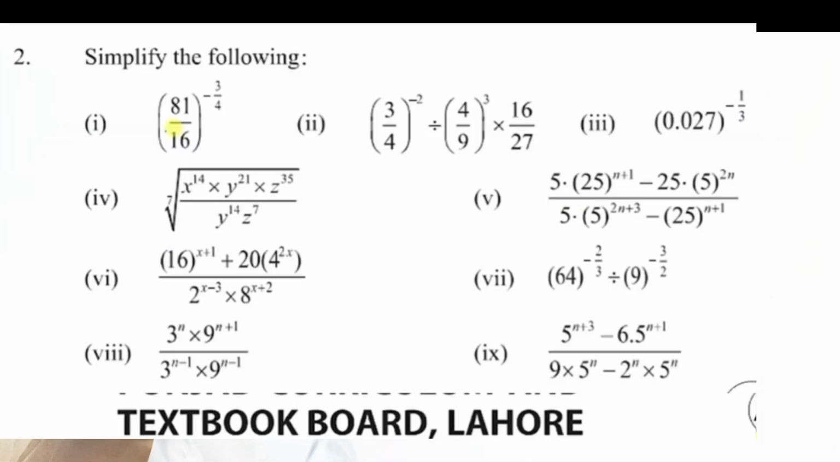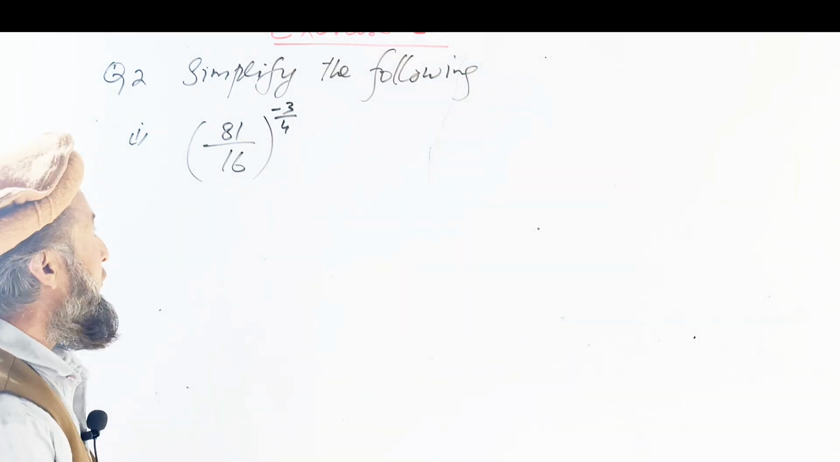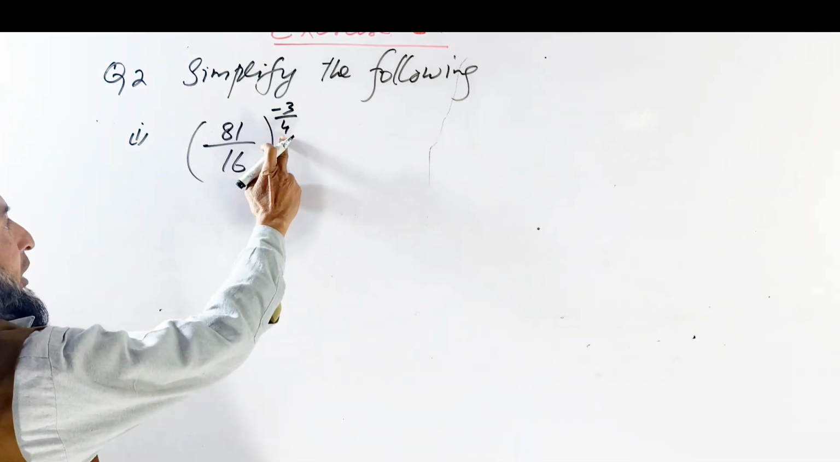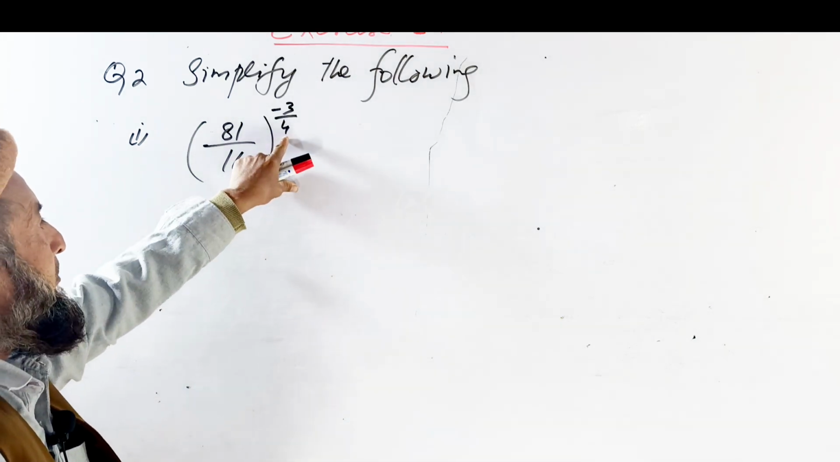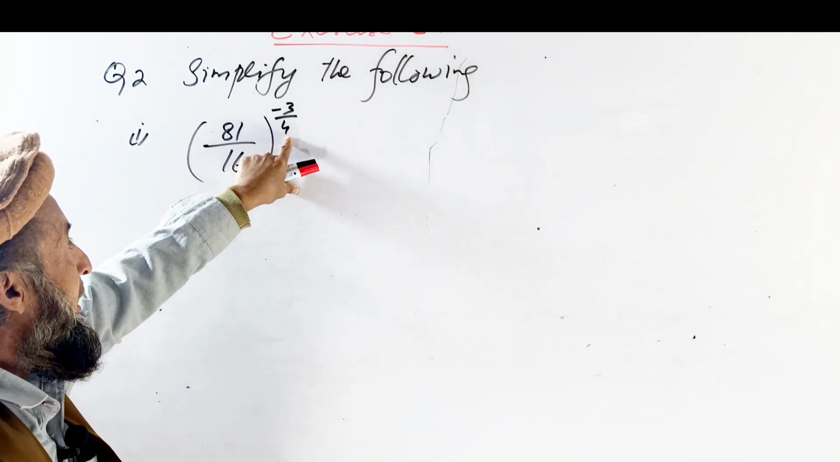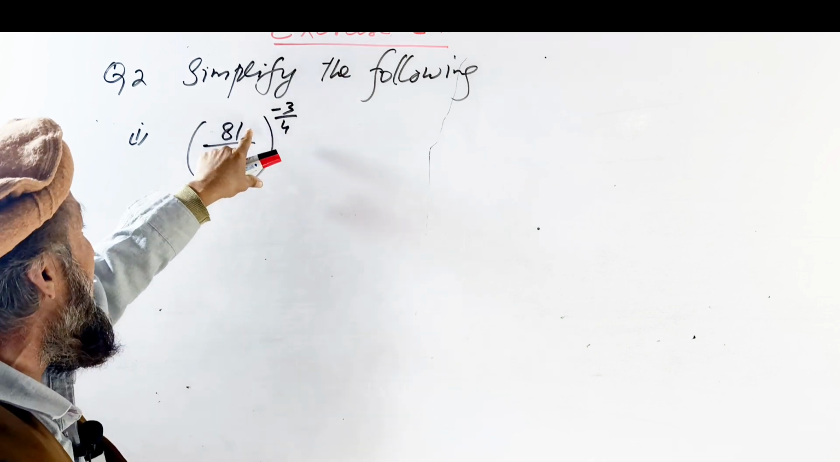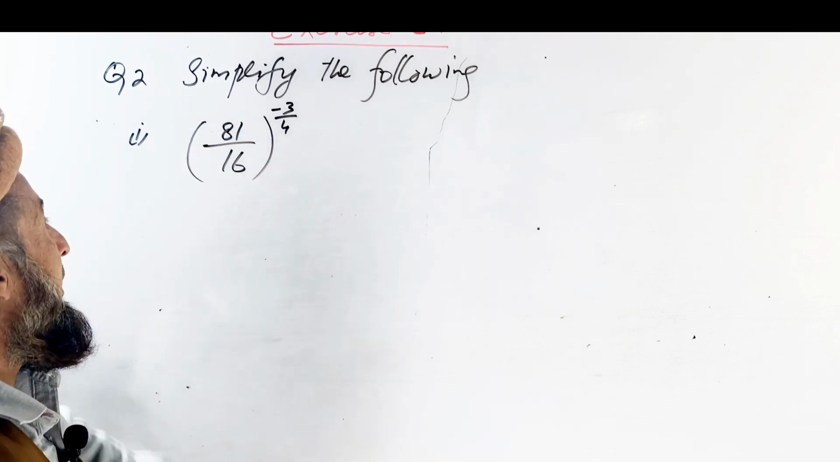Question number 1, part 1: 81 divided by 16 whole exponent, we can write minus 3 by 4. According to the property of the exponent we are using, some terms are available from the denominator. We have the information from the denominator term of the exponent: here 4, it means there is one integer available, 81. If we multiply it 4 times, we will get the answer.